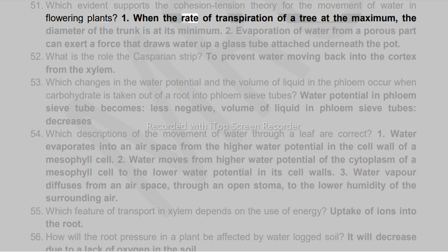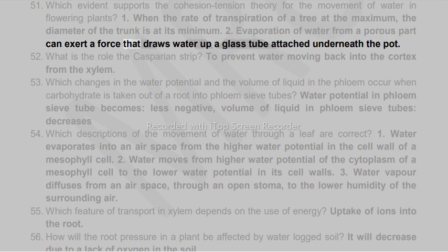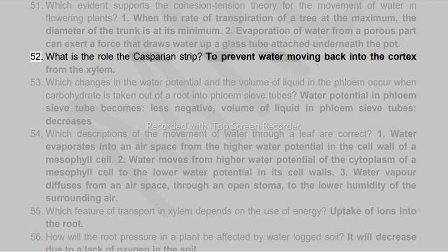51. Which evidence supports the cohesion tension theory for the movement of water in flowering plants? 1. When the rate of transpiration of a tree is at the maximum, the diameter of the trunk is at its minimum. 2. Evaporation of water from a porous pot can exert a force that draws water up a glass tube attached underneath the pot.